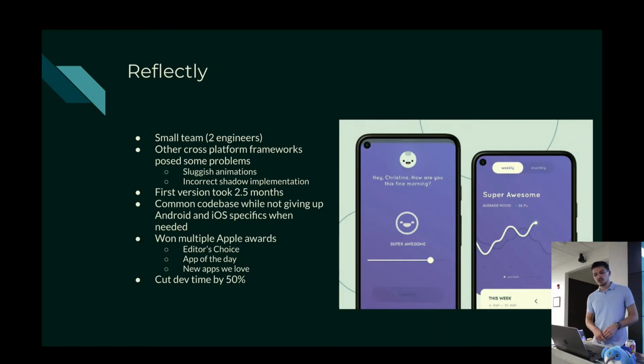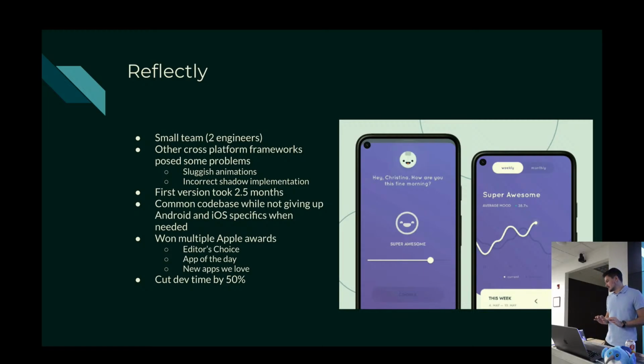Their first version took only 2.5 months with 2 engineers, which is great. That's a very quick turnaround time for a mobile app. And the common code base, while not giving up Android and iOS specifics when needed. So they were able to basically keep the app looking identical across platforms, except for really core parts of the UI like menus and stuff like that that normal Android and iOS users would be used to.